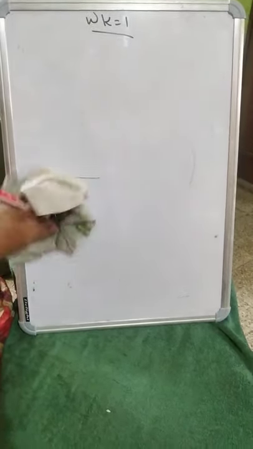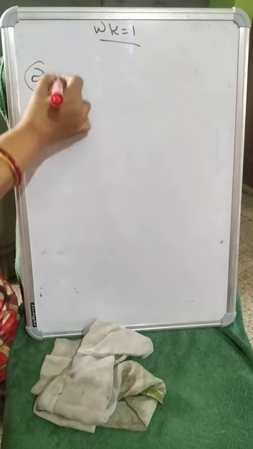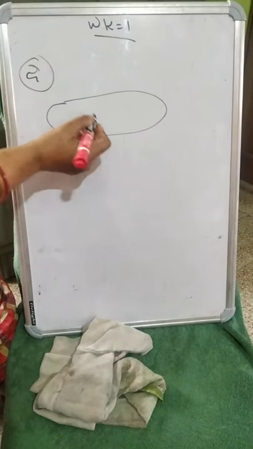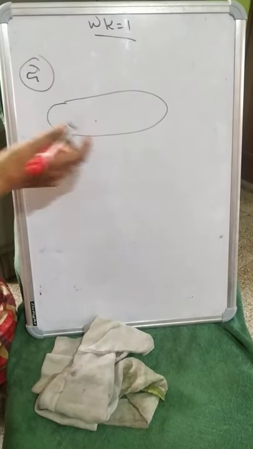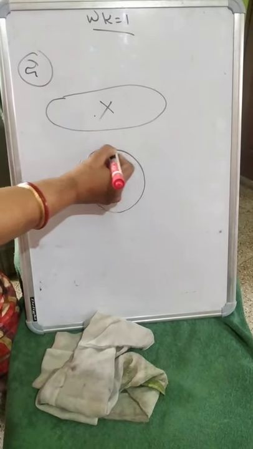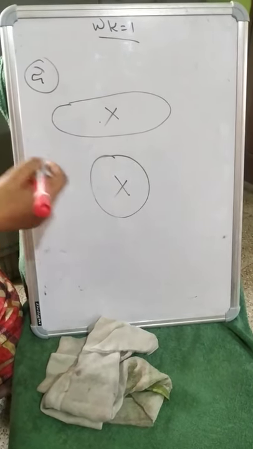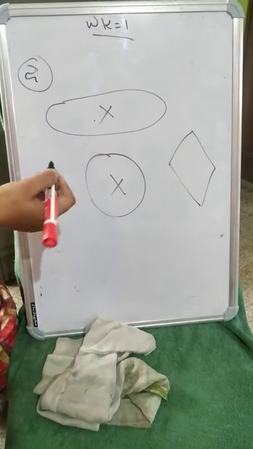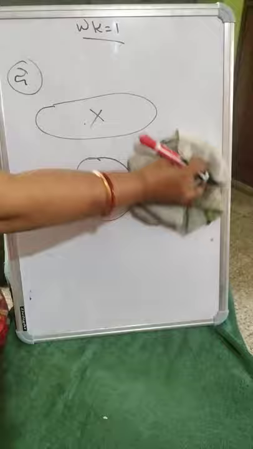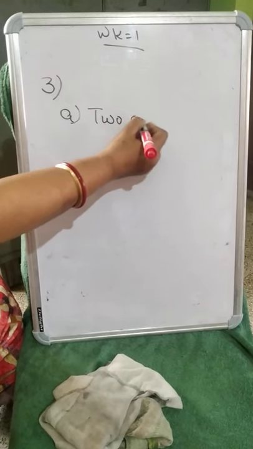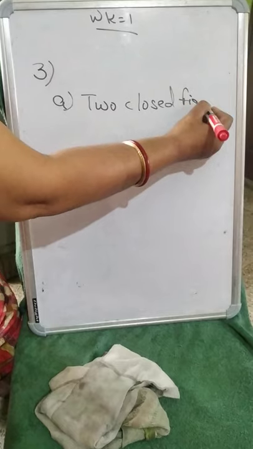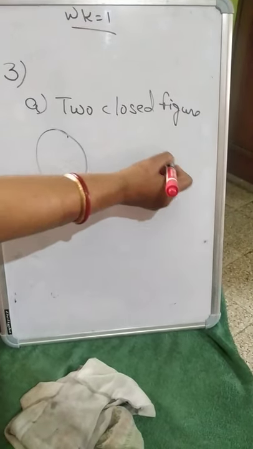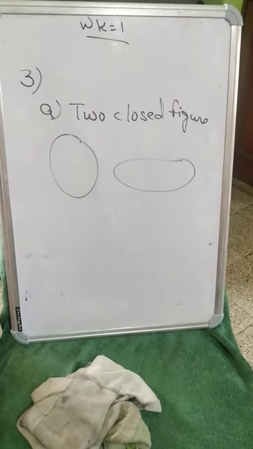Now come to question number 2. In question number 2, you have to tick the figures or shapes made up of line segments only. This is a closed figure. But is this closed figure made up of line segments? No. This is a closed figure, is it made up of line segments? No. Is this closed figure made up of line segments? Yes. So in this way you have to tick those figures which are made up of line segments only. Now come to question number 3. You have to draw the pictures. So the first one is two closed figures. So you have to draw, for example this. Similarly you have to do question number 3.